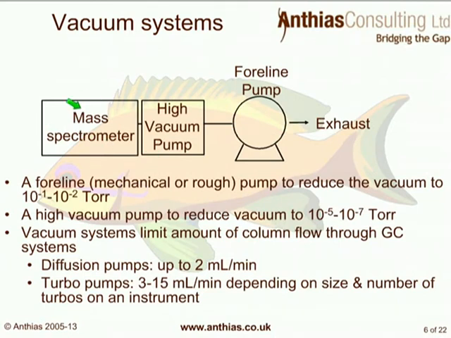mass spectrometer. If our high vacuum pump is a diffusion pump, it will only cope with flow rates from the GC of up to about 2 mils a minute, although I wouldn't be going above 1.5 mils a minute to get a good sensitivity. If the high vacuum pump is a turbo pump, this could cope between 3 and 15 mils a minute, depending on how large the turbo pump is, or it could be a mass spectrometer with multiple turbo pumps. So as you can see, that's quite a wide range.